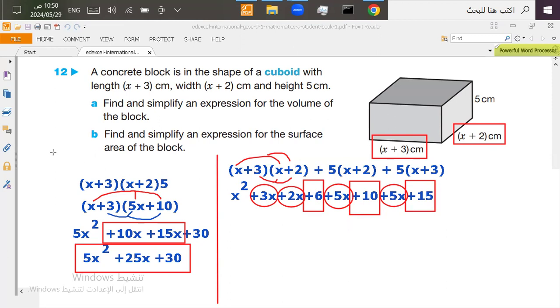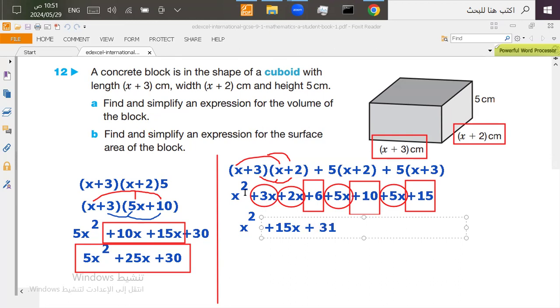Now, we're going to simplify these like terms, and this x squared will be the same. So x squared, x power of 2. And these 3x plus 2x is 5x, plus 5x plus 5x is going to be 15. So 5 plus 5 plus 5 is 15, so plus 15x. And then here we have 6 because 3 times 2 is 6. So 6 plus 10, 16, plus 15 is going to be 31, right? So 15 and 25, 30, 31, 31 plus 31.